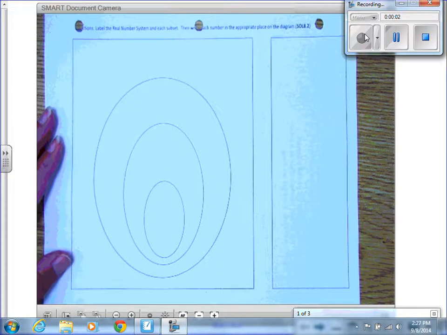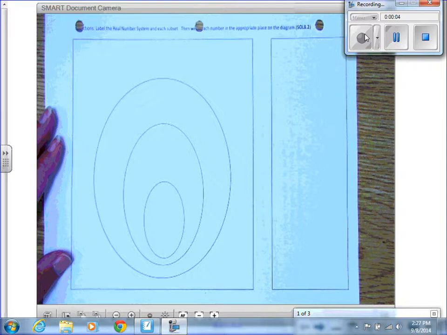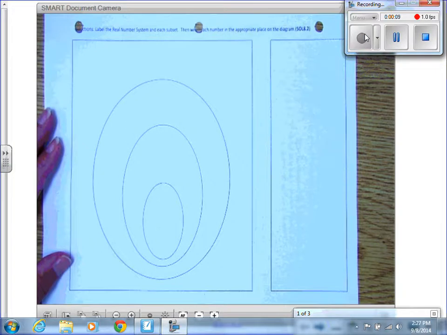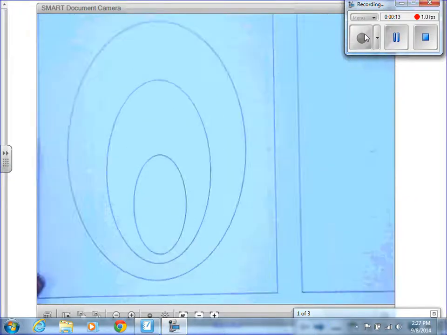Today we're going to be talking about the real number system, and we're going to be using this graphic organizer to help us to learn it and study it. We're going to begin with the very small circle here.